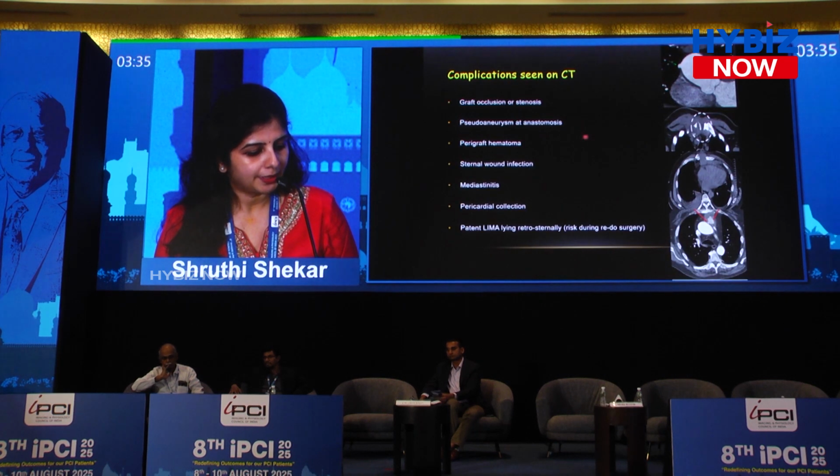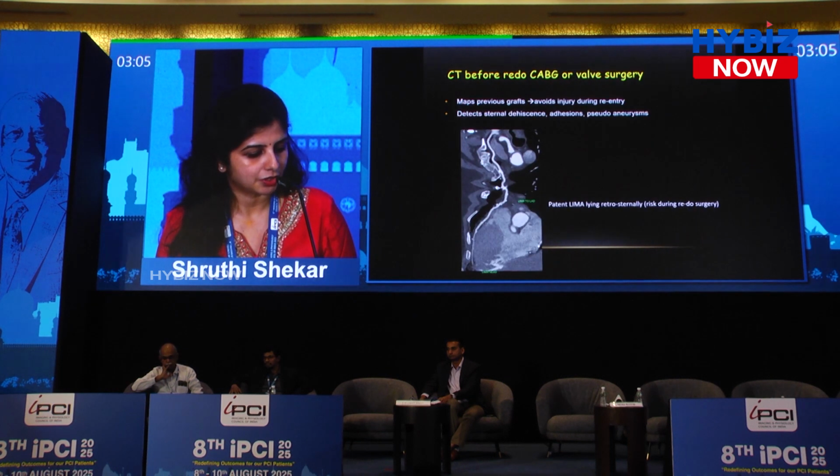So what are the complications that we can pick up on a CT? The graft occlusion, as we saw in previous images. The pseudoaneurysm at the site of anastomosis can be picked up. A perigraft hematoma can be picked up. A sternal wound infection, which can be missed in conventional angio, can simultaneously be picked up. Any mediastinitis, any retrosternal collection can be picked up. Pericardial effusions, and any Lima graft that is adherent to the sternum can also be imaged.